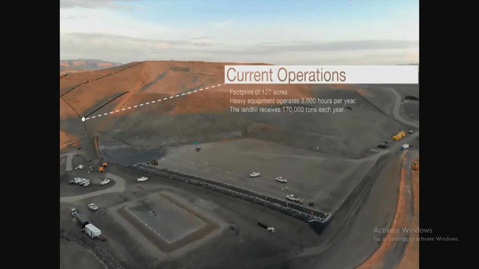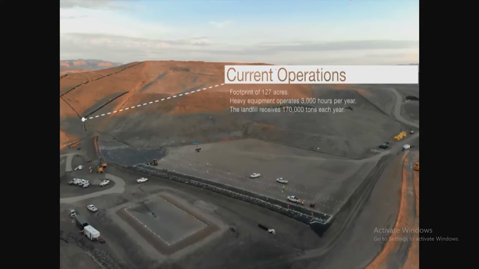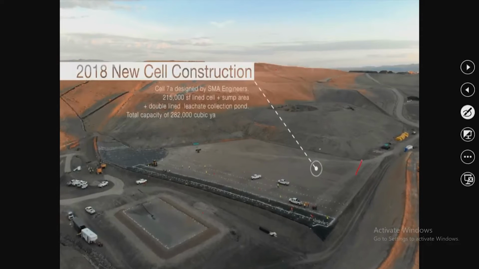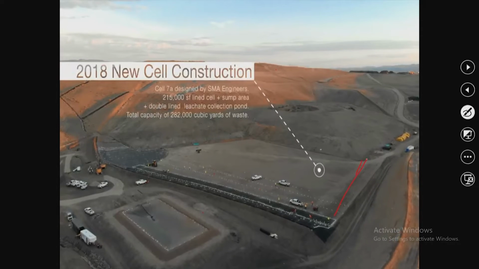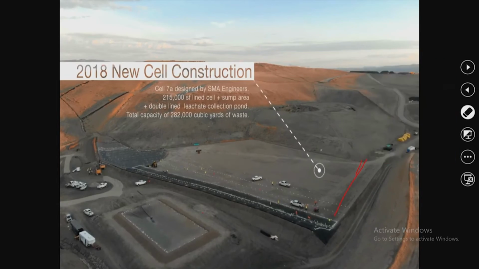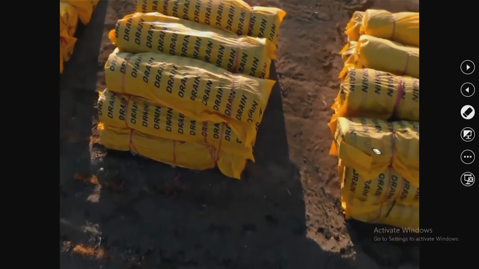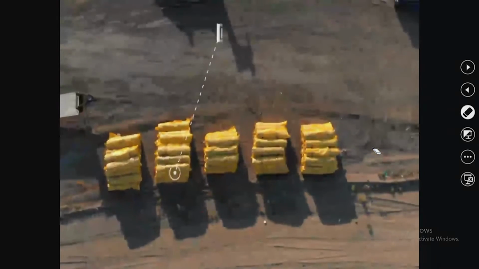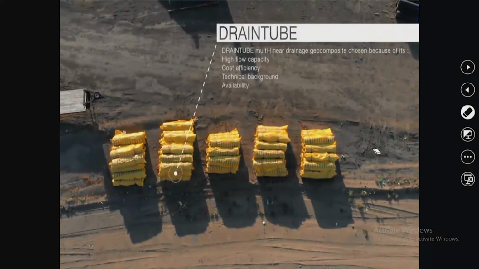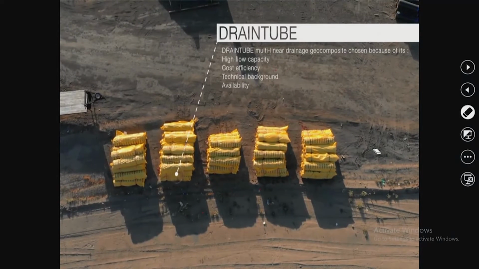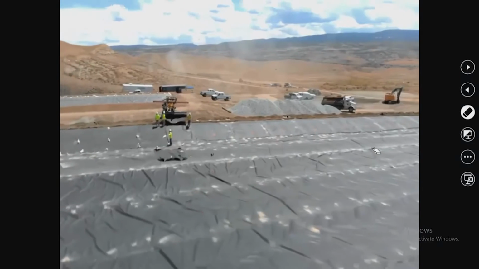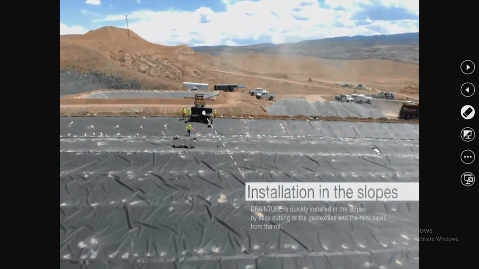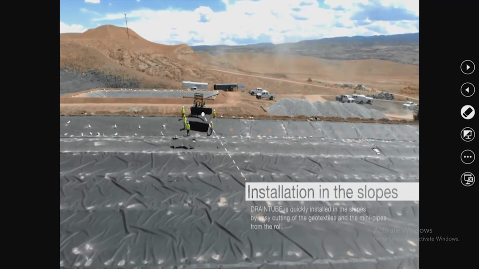So, you can see here the landfill area. This is the particular landfill area. So, this is the drainage tubes. Now, you see here, this is the installation in the slopes.